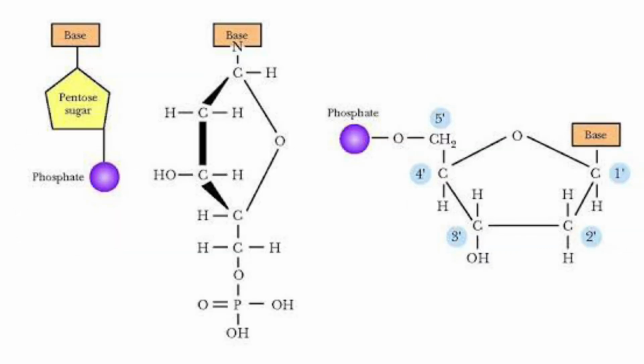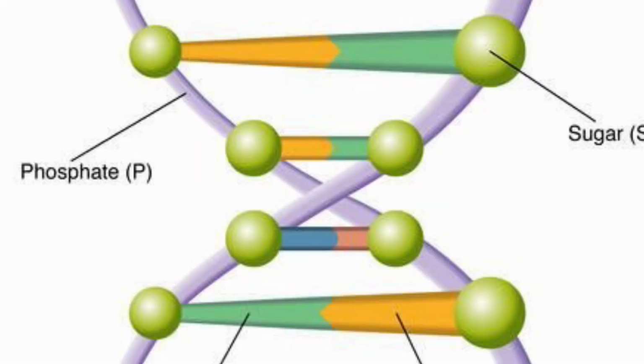And the last part of the structure of DNA and RNA is the phosphate group. The phosphate group gives nucleic acids their acid nature.